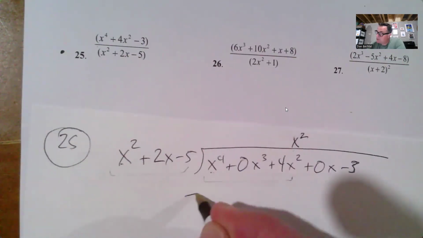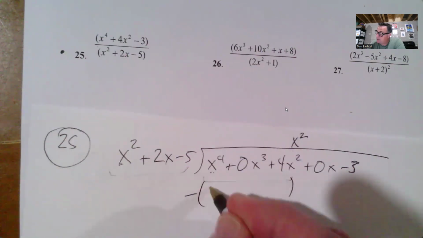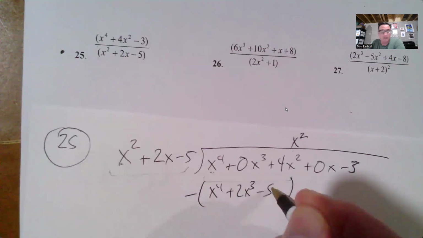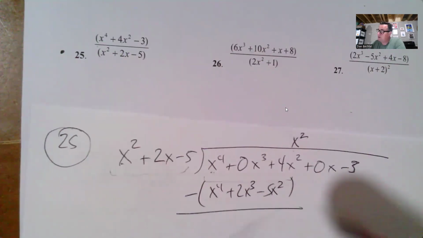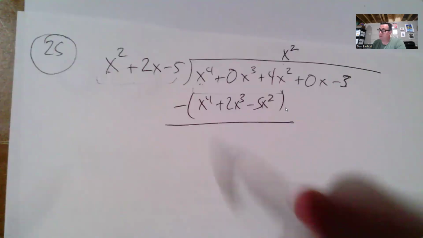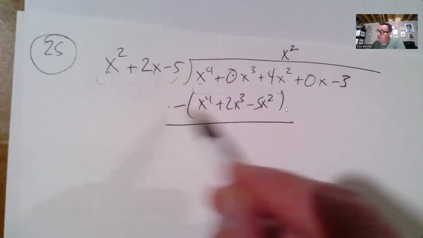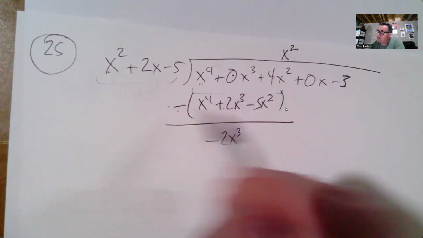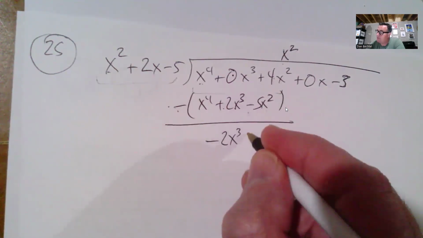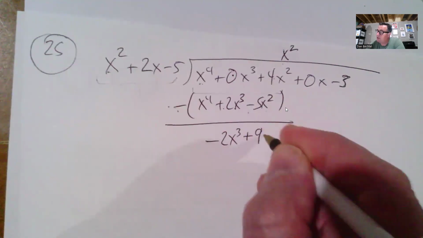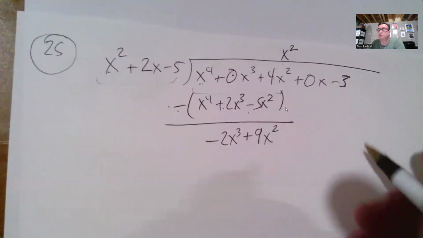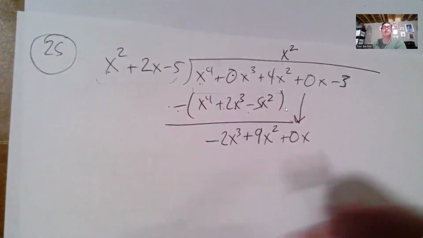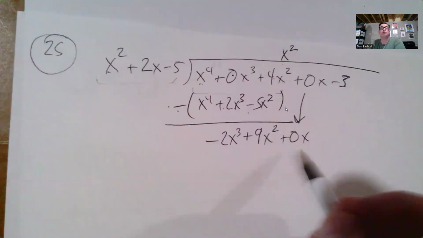Okay, so I will be subtracting off what I get. This will be x to the fourth plus 2x to the third minus 5x squared. Okay, subtracting down, gone. 0 minus 2x to the third power is negative 2x to the third. 4 minus a negative 5x squared is going to give me a positive 9x squared, because when you subtract a negative, it becomes a positive. I'm going to slide down that 0x, which is, again, fine.